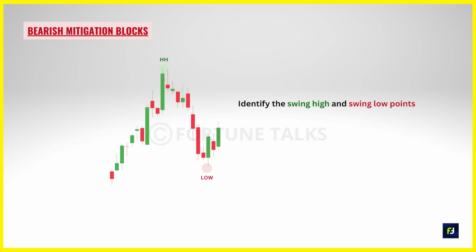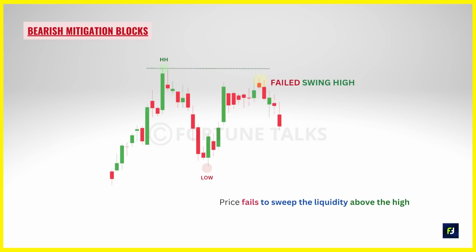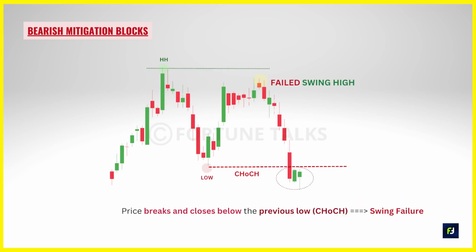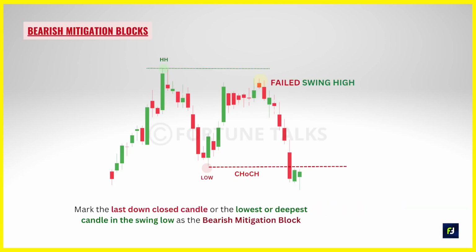As always, identify the swing high and swing low in prices. In this case, price fails to sweep the liquidity above the high and it swiftly declines down, breaking and closing below the previous low. So the price was unable to establish a new higher high. So this is a swing failure. Once the breakdown below the low is confirmed, we can mark the last down close candle or the lowest or deepest candle in the mix, including the wicks. And this will be our bearish mitigation block.